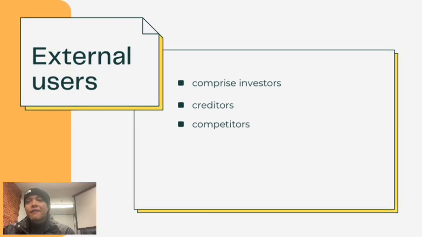External users have two types of users. First, investors. They check whether the company is poised to grow and be profitable in the future, so they can predict whether to invest in the business. Second, creditors. They use the income statement to check whether the company has enough cash flow to pay off its loan or take out a new loan.